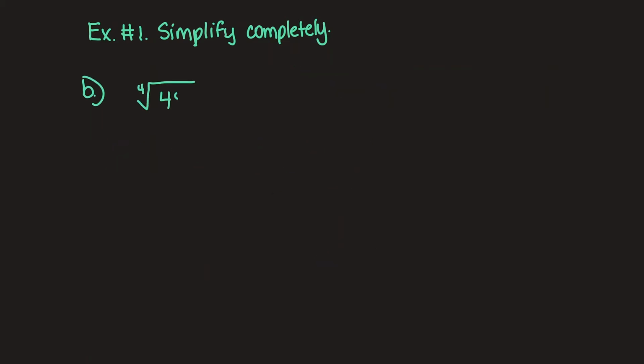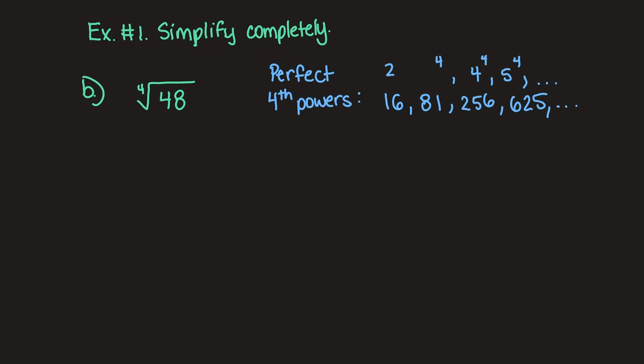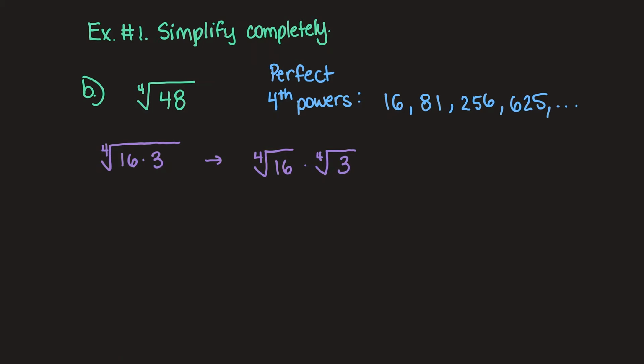For the next example, to simplify this, we need to make sure that the radicand contains no factors that are perfect fourth powers. And some perfect fourth powers include the following. So 48 actually contains a factor of 16 that is a perfect fourth power. Therefore, this can be simplified. So we can rewrite the radicand as 16 times 3, and then using the product rule for radicals, we have the fourth root of 16 times the fourth root of 3.